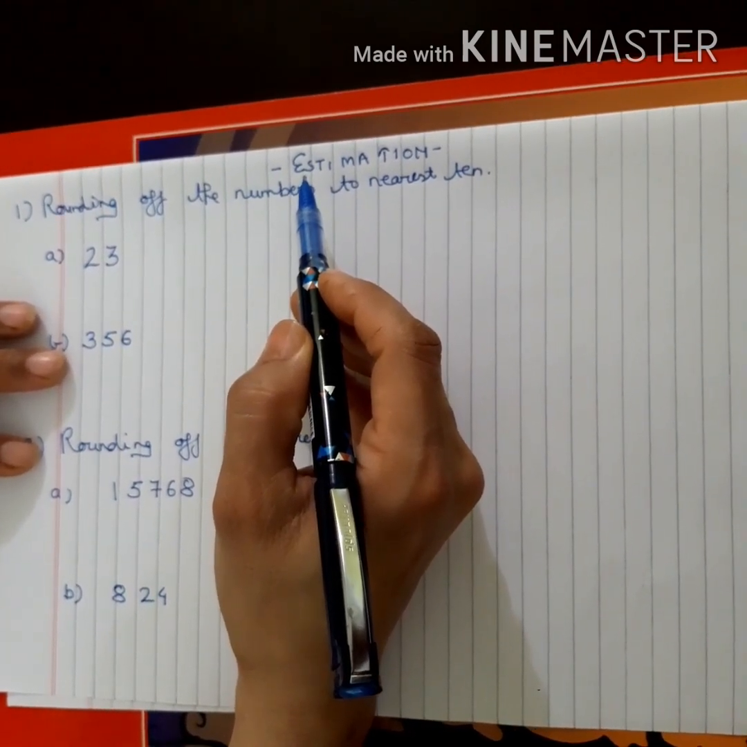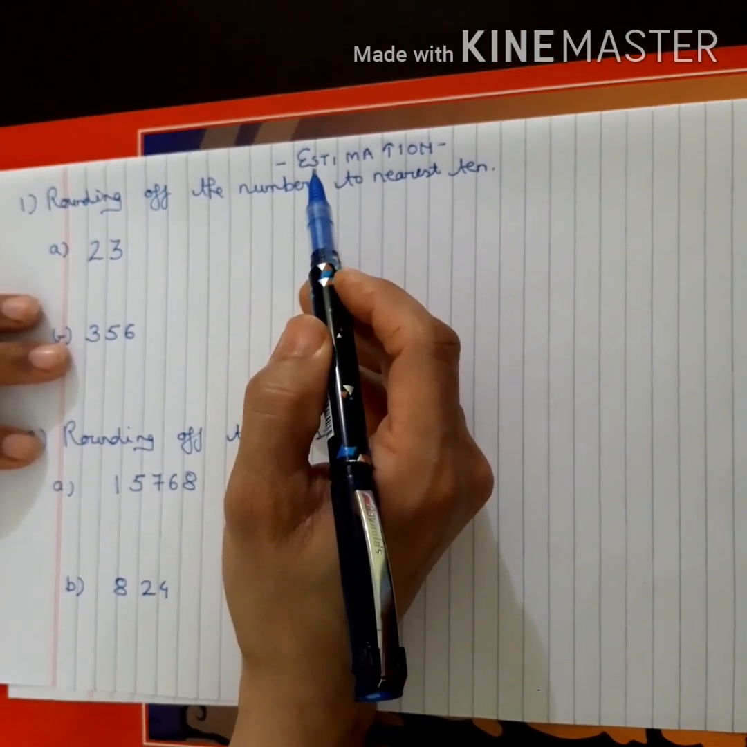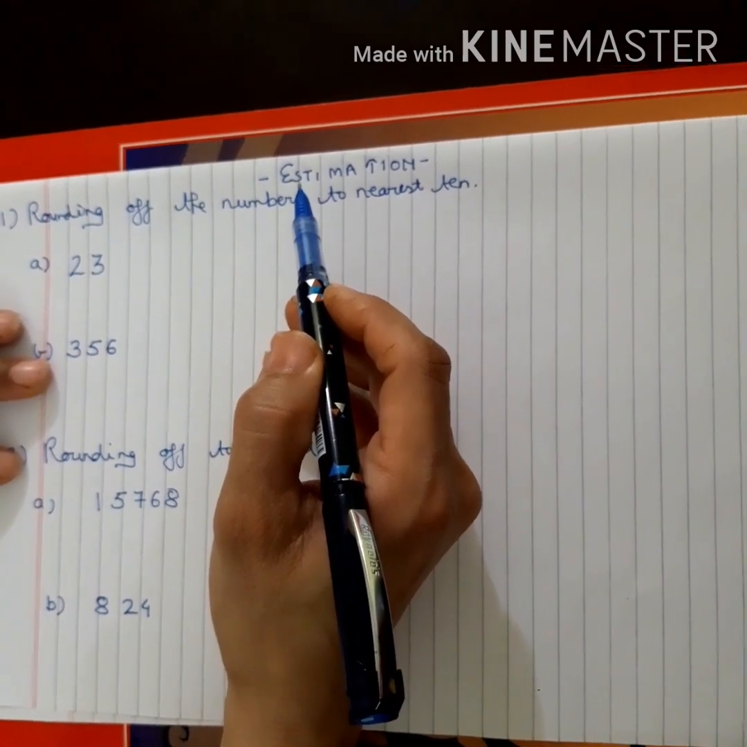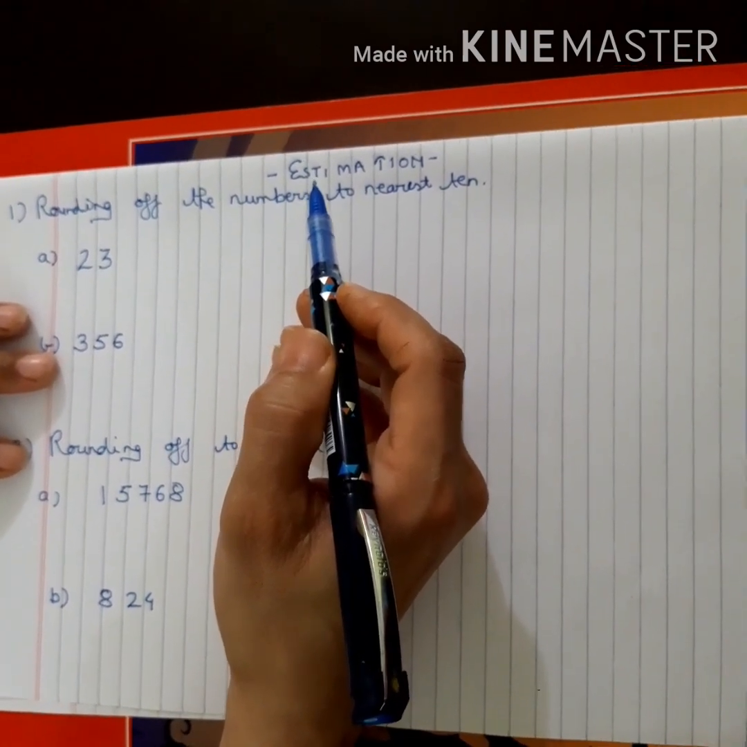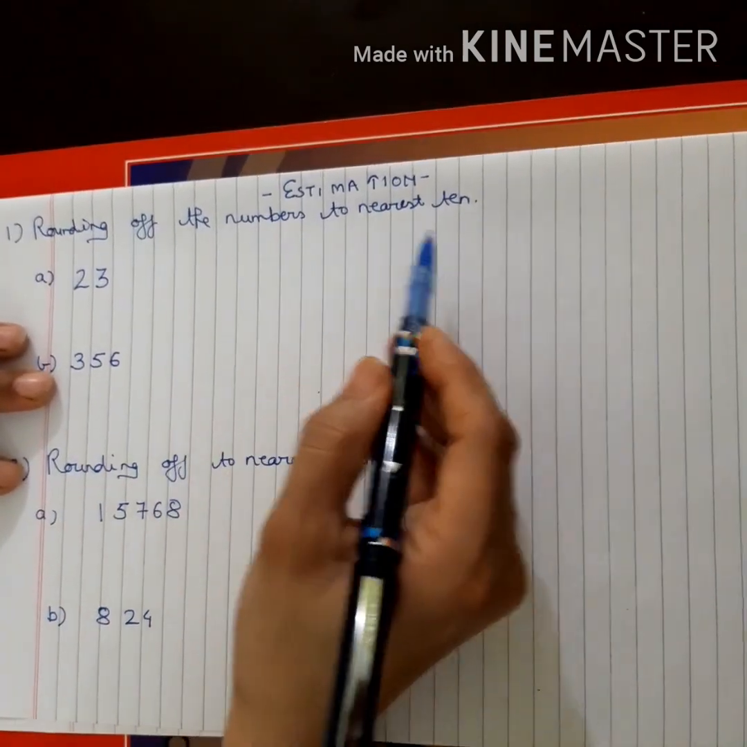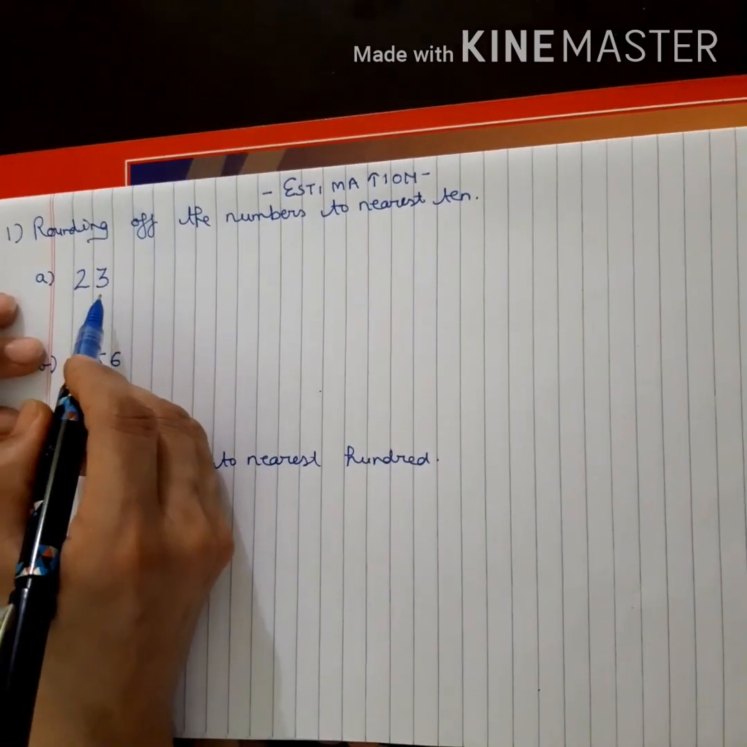For this, first we have to learn to round off the numbers. We can round off the numbers to nearest tens, hundred, thousands and so on. Now let's learn how to round off the numbers. First, rounding off the number to nearest tens.